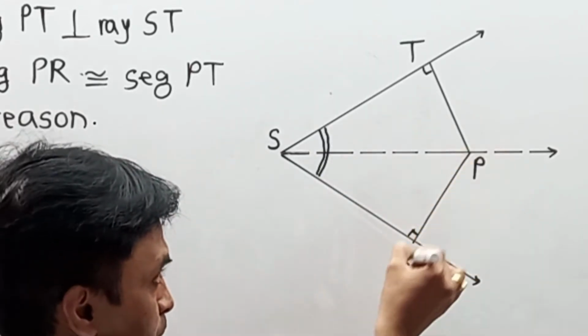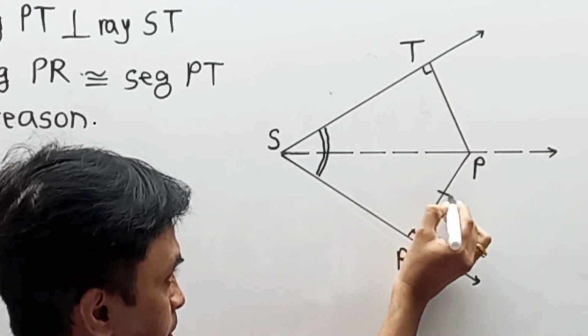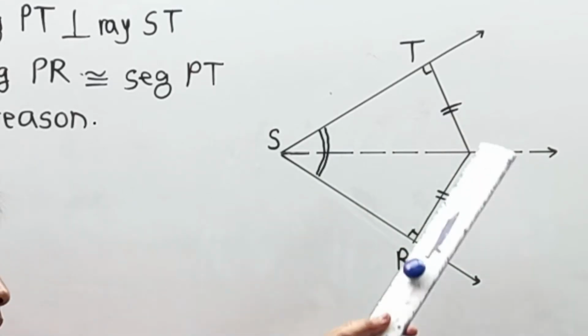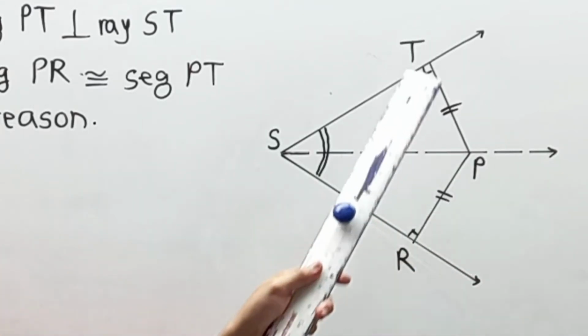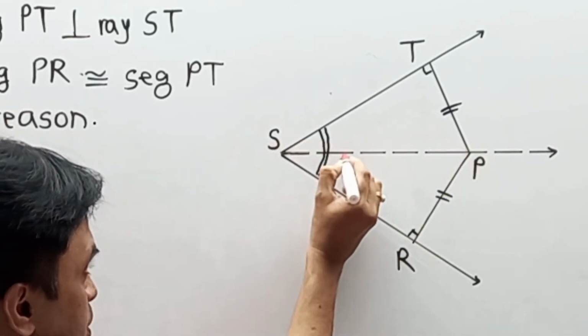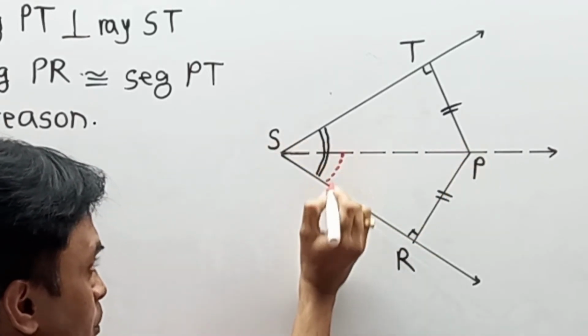They are also given PR is congruent to PT. Means this side is congruent to this side, or you can say that PR is congruent to PT. Then find the value of angle RSP. Means your target is to find the value of angle RSP. Means we are interested to find this value of angle.